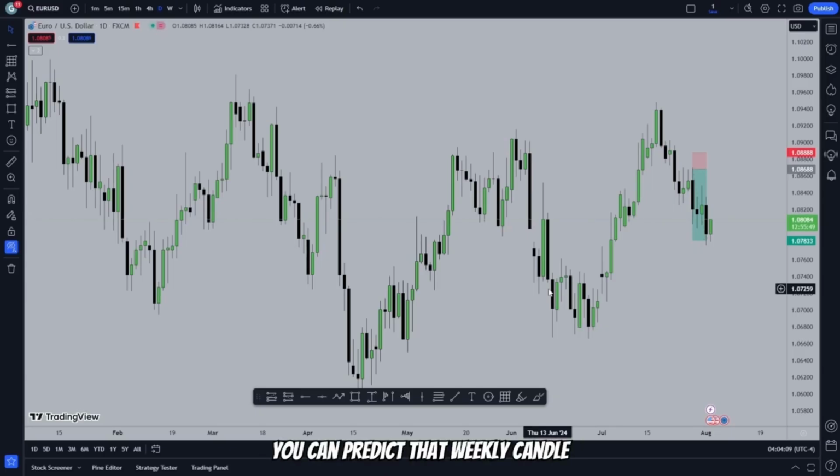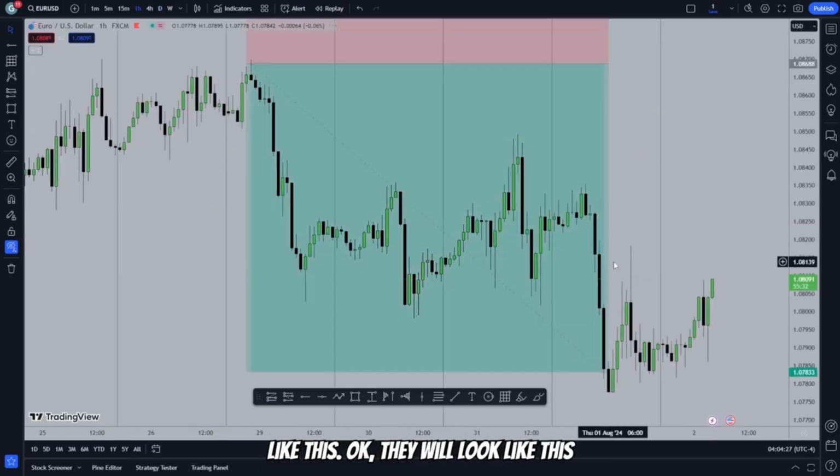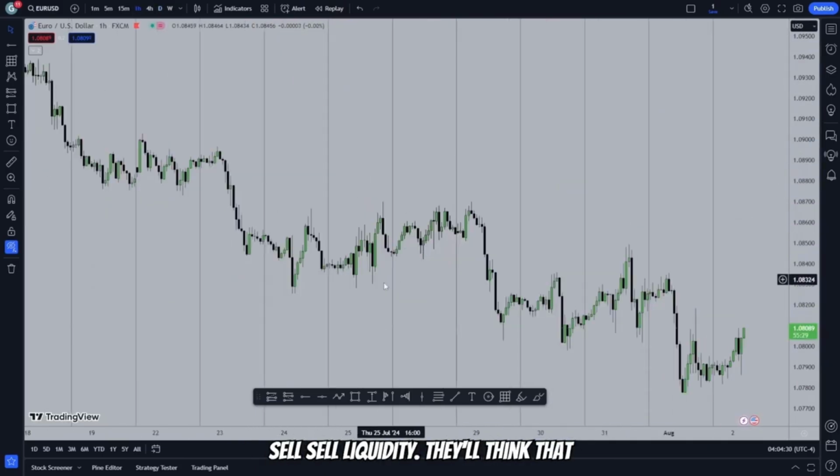If you can predict that weekly candle perfectly, okay, and a daily candle perfectly, then you can easily frame your trades. Then you will easily get to know which liquidity I should choose, because people are confused in choosing liquidity. They choose sell side liquidity and then they get stopped out like this, okay? They'll look at this sell side liquidity. They'll think that, there's relative lows, so they'll just try to take buys from here and they'll get a loss, okay? They'll get a loss over here.